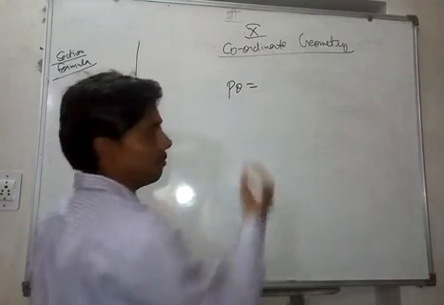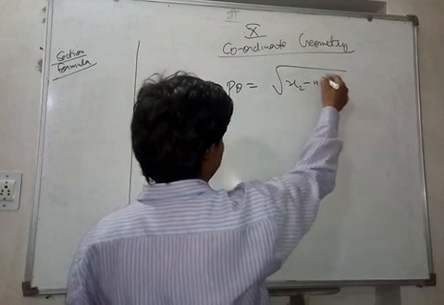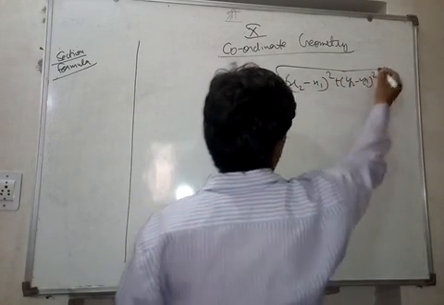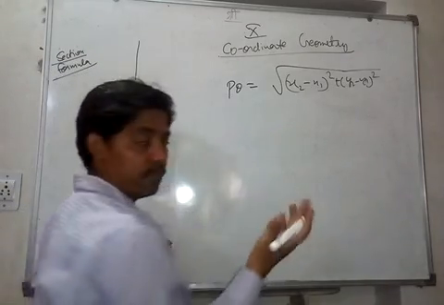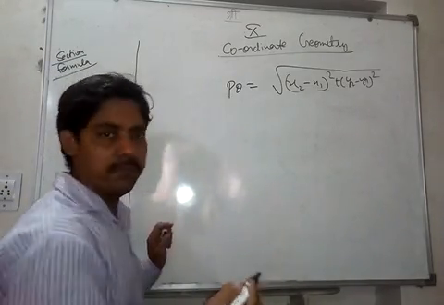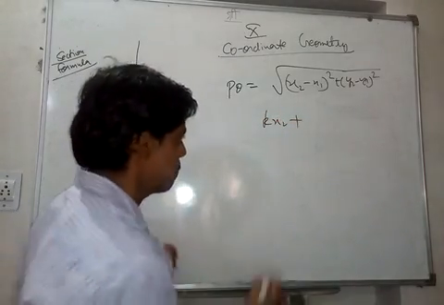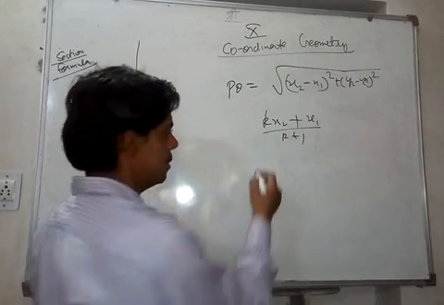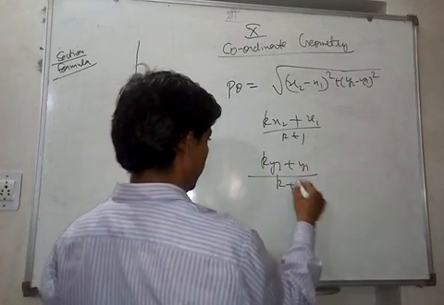One is the distance formula, which is PQ is equal to the square root of x2 minus x1 whole square plus y2 minus y1 whole square, right? And there is the section formula, which covers internal division and external division. For internal division, the formula is kx2 plus x1 upon k plus 1, and for external division it is kx2 minus x1 upon k minus 1.